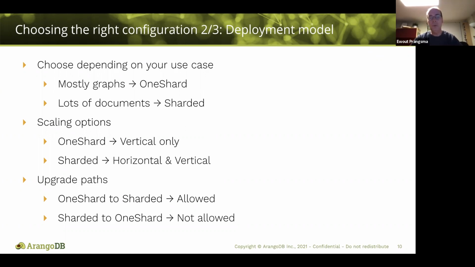In the end, it determines a bit of how we set up an ArangoDB cluster, and that is optimized in the direction of a certain use case. For one shard, it is optimized for graphs. So if you do a lot of graph traversal, definitely go with one shard. If on the other hand, you say, well, this graph thing is nice, but I'm not using it. I just want to store a large number of documents. Fine, then go with sharded. It's optimized for that use case.